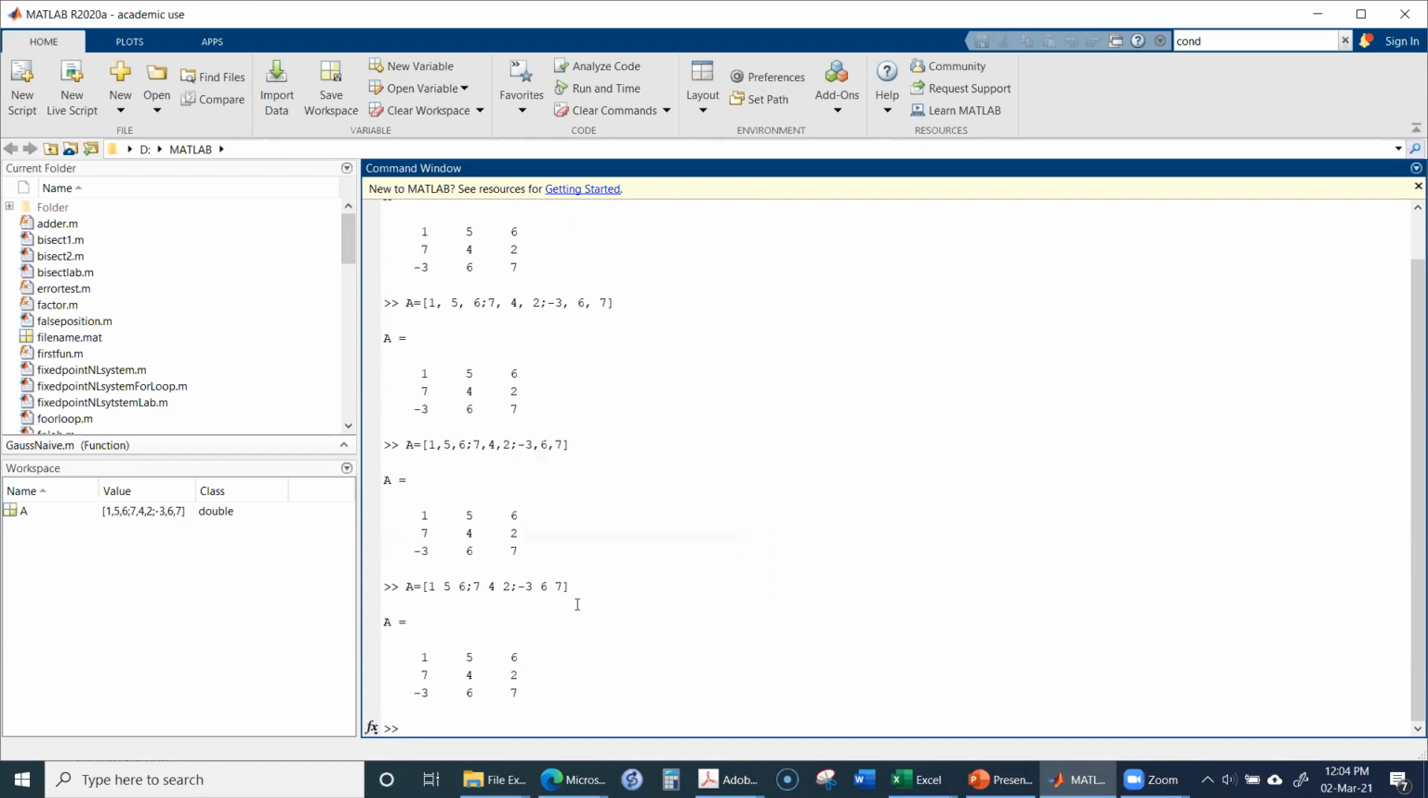So this is how you represent a 3 by 3 matrix. If I want to transpose this matrix, the shortcut is you put the matrix name A and then put an apostrophe, which is a key on the keyboard next to the enter key, and then hit enter, and it will transpose the matrix. You can see that the original matrix was 1, 5, 6, 7, 4, 2. Now we can see its transpose.